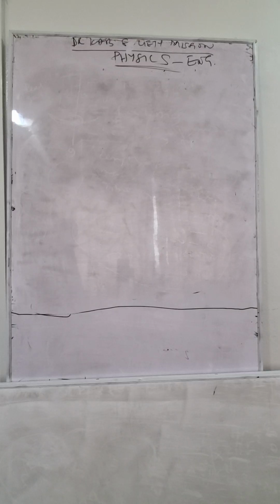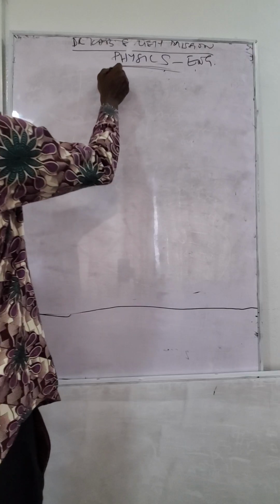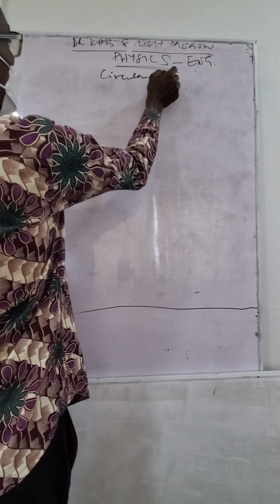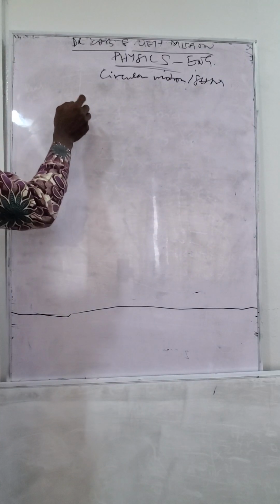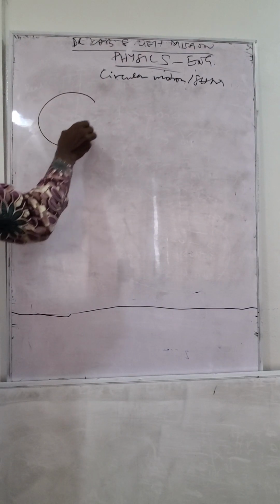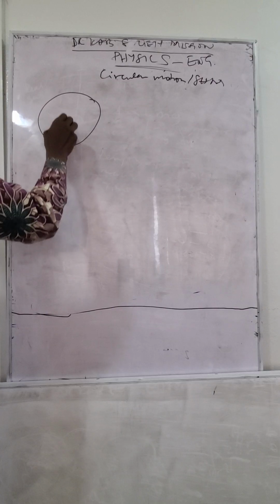Now, let's look at it. Let's go to circular motion, and then simple harmonic motion. Now, let's look at this. This is a circle. This is what you have here.